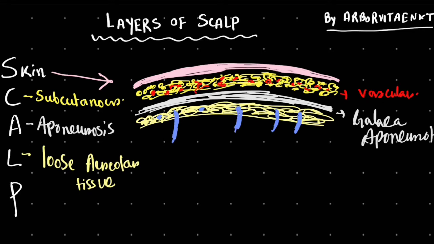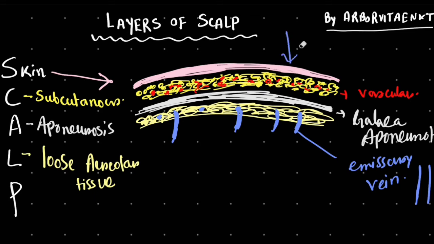These emissary veins directly go inside the skull, and they are valveless. They have no valves, so they allow bidirectional flow of blood from the scalp to inside the cranial cavity. So this is a very dangerous area. If there is a breach of the scalp in any case, and any infection is present in this loose areolar tissue area, it can easily spread inside the cranium through these emissary veins, because there is no valve. So that's why this area is called the dangerous area of scalp.